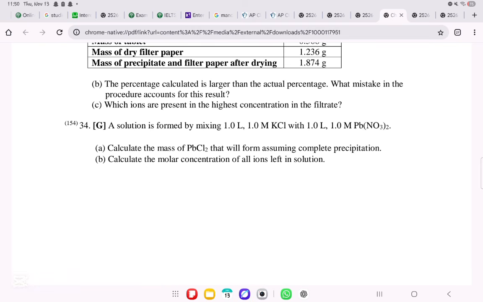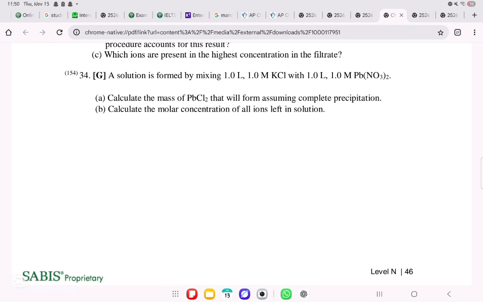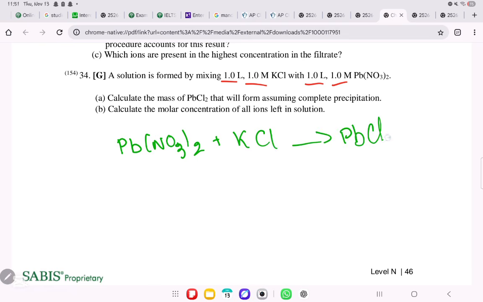Okay, we'll move on to 34. A solution is formed by mixing 1 liter 1 molarity KCl with 1 liter 1 molarity PbNO3. Okay, so let us write the reaction. PbNO3 reacts with KCl to give me PbCl2 in addition to K plus and NO3 minus. Now, of course, this is not balanced, so you'll put a 2 over here. Why? Because we have Cl2 and we need it to be 2. That means we have 2K plus and 2NO3 minus.